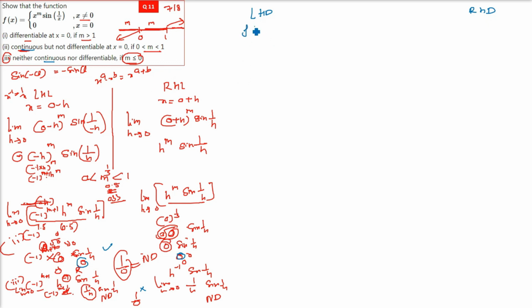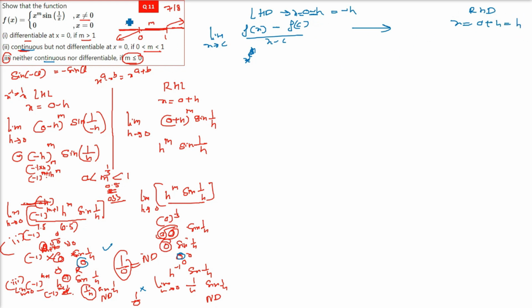This left hand derivative, f(x) minus f(c) divided by x minus c, limit x tends to c, that's what we do. Same thing we are going to do here, f(x) minus f(c) divided by x minus c. f(x) is what? x raised to m sine 1 by x. For the left hand derivative, we will take x as 0 minus h. Here we will take x as 0 plus h. So x as 0 minus h, x as 0 plus h. x is simply replaced by 0 minus h. 0 minus h is minus h. 0 plus h is h.